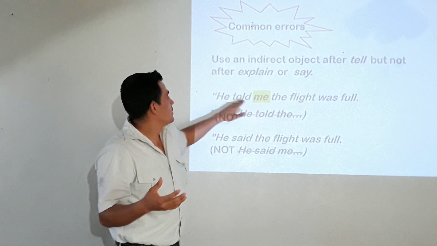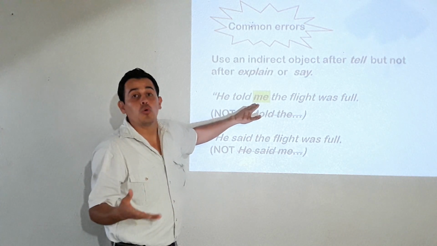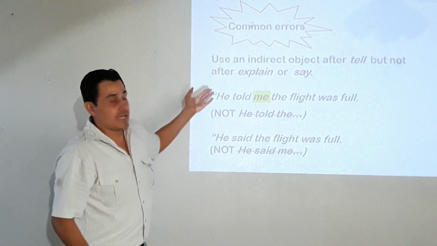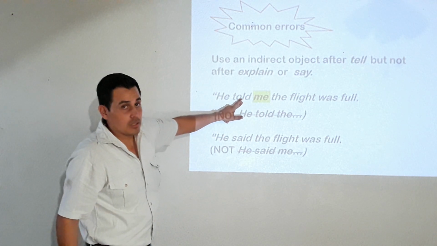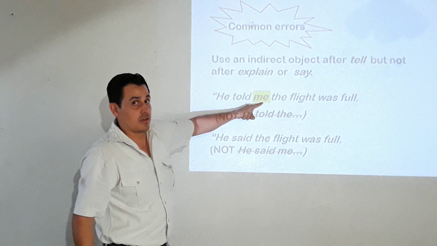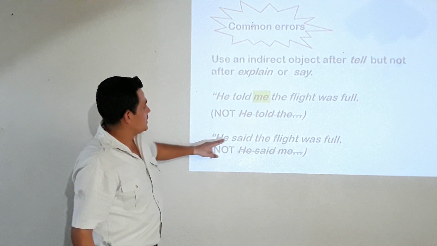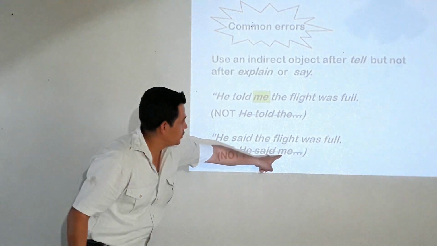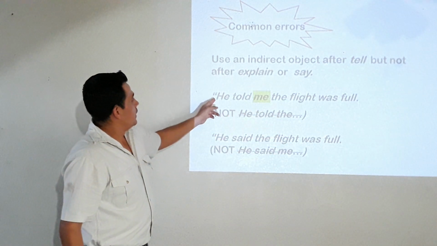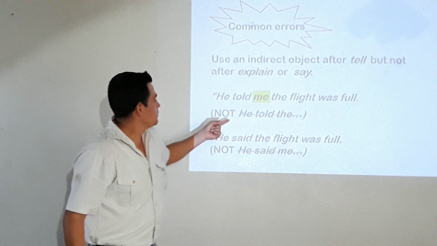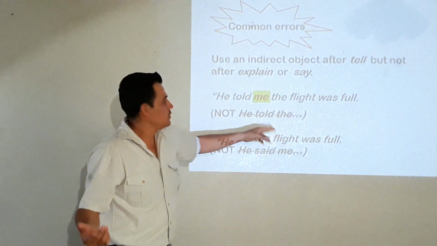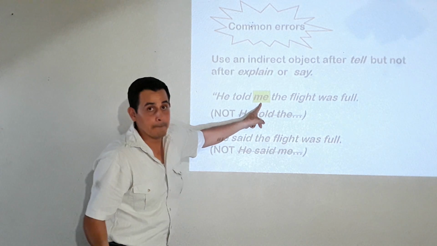This action is being done by who? By me. This is the indirect object. In this case, if you use the verb told, you can use the indirect object right after. But if you use said, don't use the indirect object, please, except here. And he told me the flight was full. Please don't say he told the. No, after told you need me.